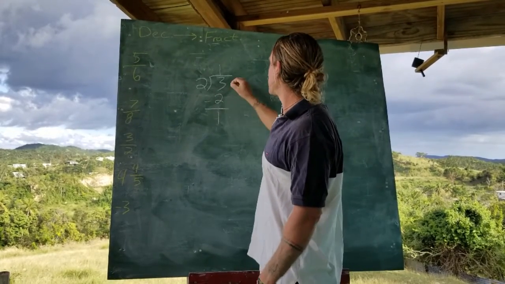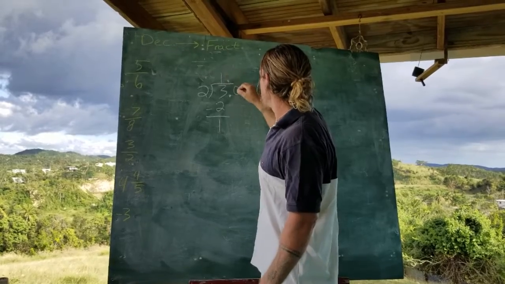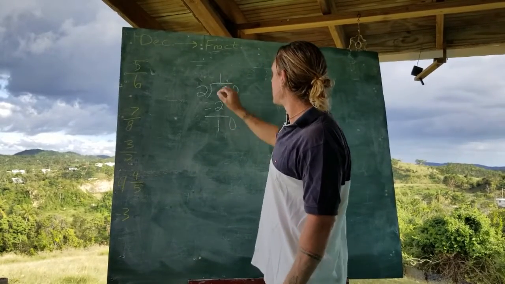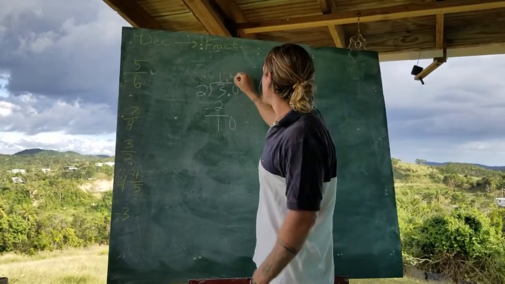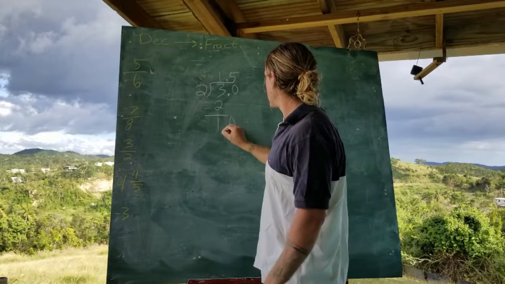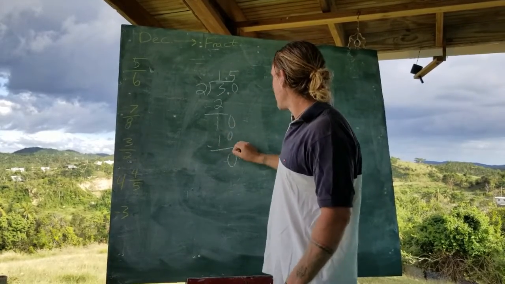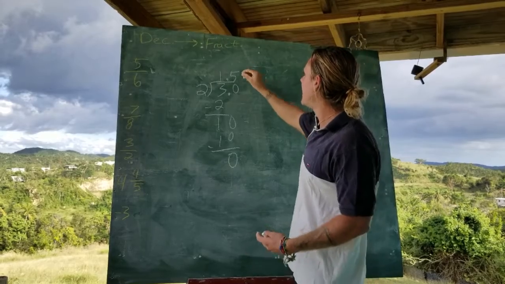Now, we have a remainder, so now we have to get into bringing a 0 down, which means we need a decimal. Down to 0, does 2 go into 10? Yep, 5 times. And good. 5 times 2 is 10. We have no remainder. We know our decimal expansion is done.